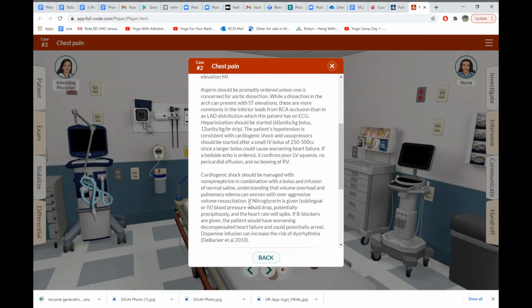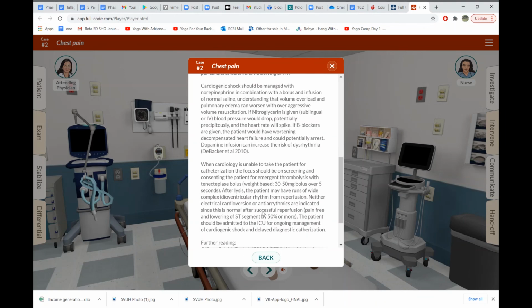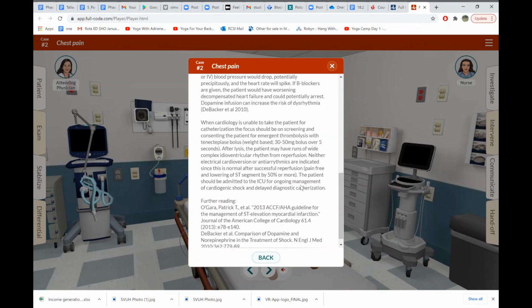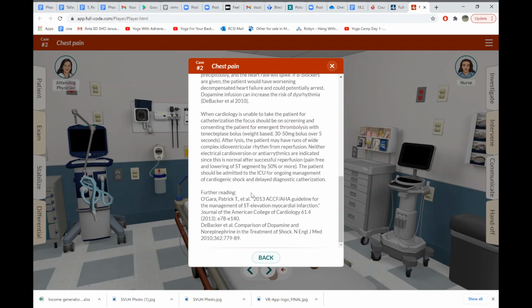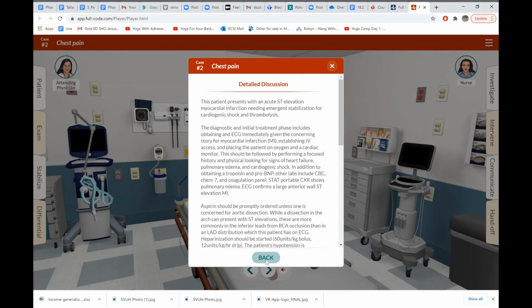Okay, I feel like we did give a good deal of this, but the game doesn't seem to have picked it up. Cardiology can't take the patient, emergent thrombolysis, and we gave the tenecteplase. So it seems like we gave quite a few of the things that we should have given, but we haven't been given credit for it. And then we sent them to ICU. So that's surprising.